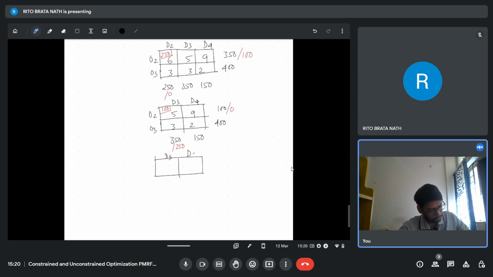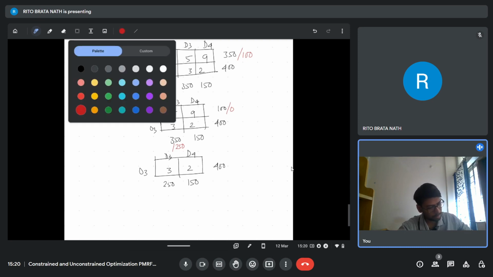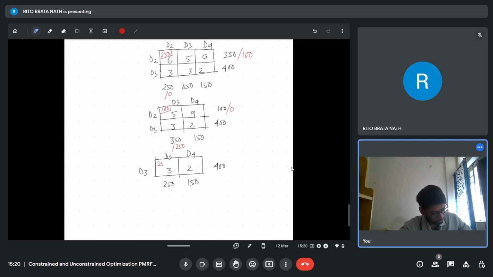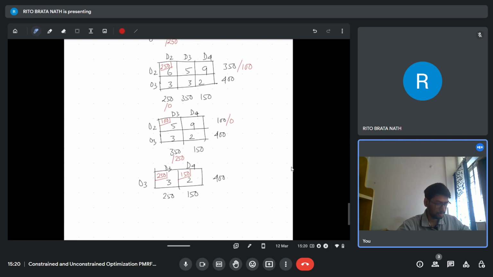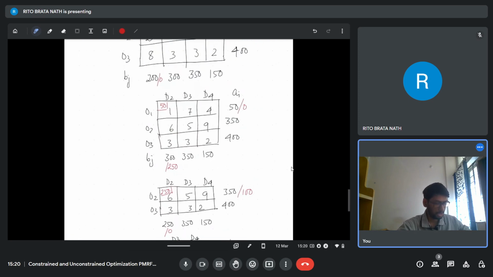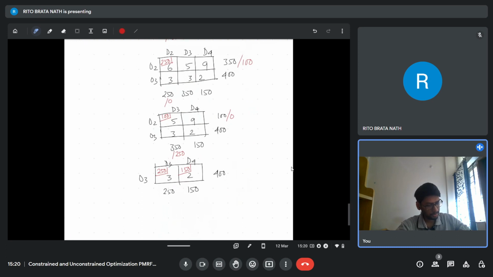So this is D3, D4, this is O3, this is 3, this is 2, this is 400, this is 250 and 150, and as you can guess the allocations will be straightforward. So here it's 250 and you'll be left with only one cell, so I'm directly writing 150 here. Okay, so that's how we do it. So we'll do everything in the northwest corner point. Or maybe I'll just separately write it down so that you're able to understand that everything is happening here.